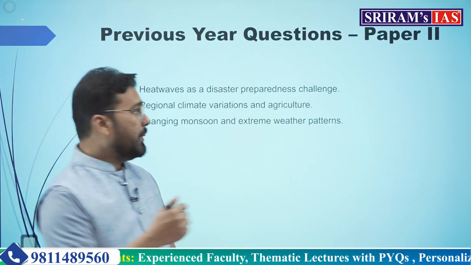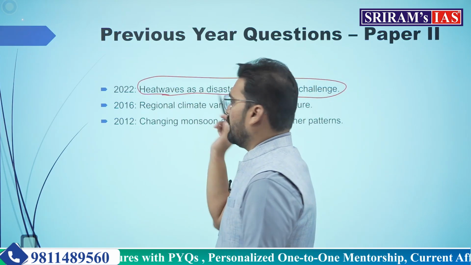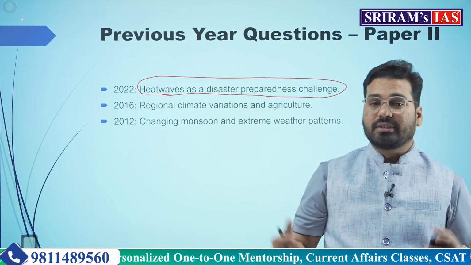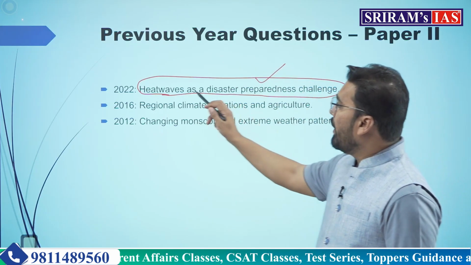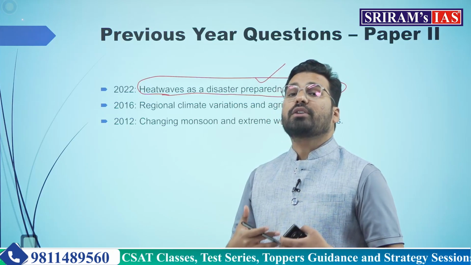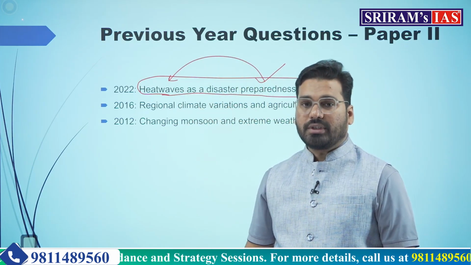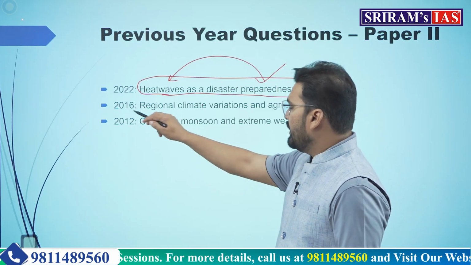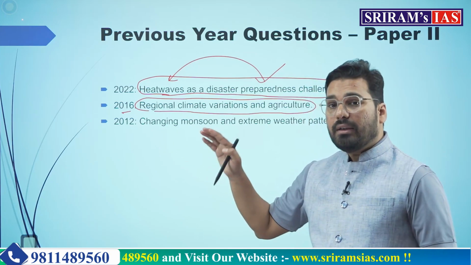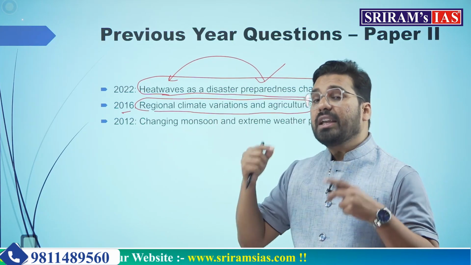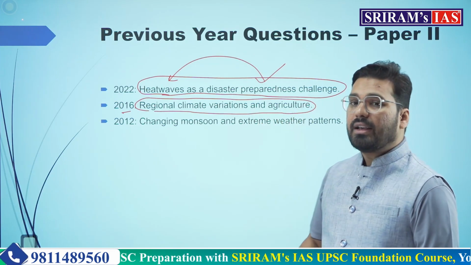In paper 2, it can be 2022, heat waves as a disaster preparedness challenge. There's a disaster management cycle in which there's a part called disaster preparedness. Now, if you know about heat waves, don't you think you can talk about its solution or, say, its preparedness, more of the long-term thing, which I discussed with you. Regional, in 2016, regional climate variation and agriculture. I'm saying it is not just about the heat wave, but yes, heat waves and the regional impact on variation and agriculture can be talked about.